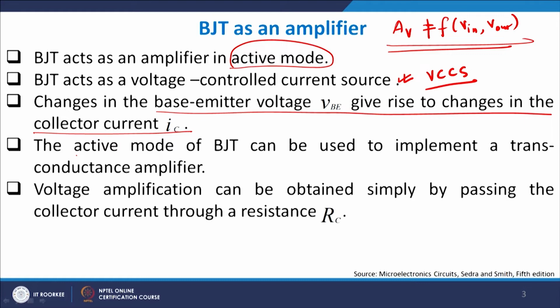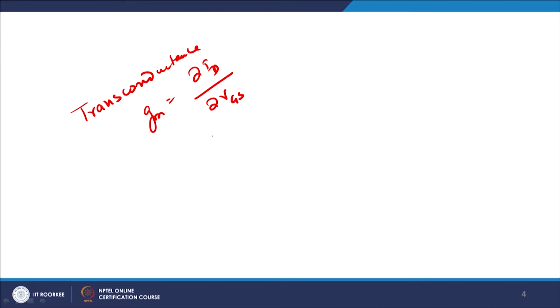As I discussed with you, the active mode of a BJT can be used to implement a transconductance amplifier. Forget about this word transconductance for now; we will look into it in a detailed manner. But you must be remembering what transconductance is. Transconductance is defined as GM equals del ID over del VGS, which means it is the rate of change of drain current with the rate of change of gate to source voltage. That is what GM is.